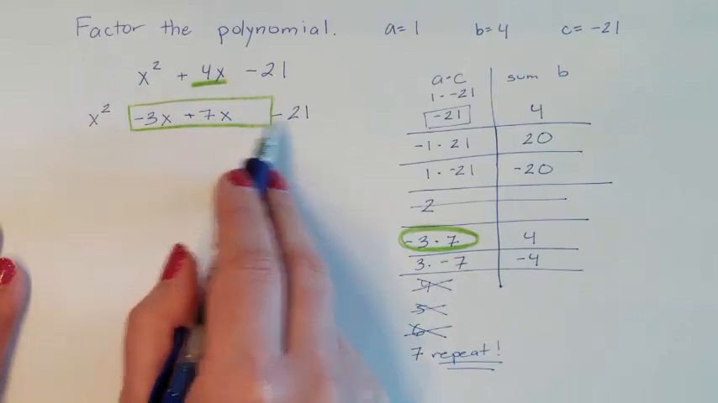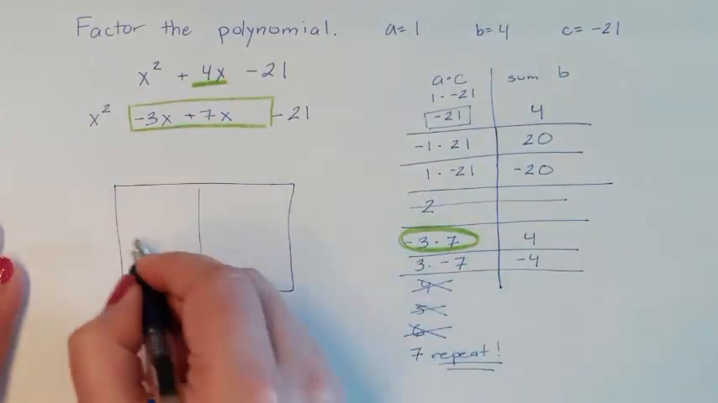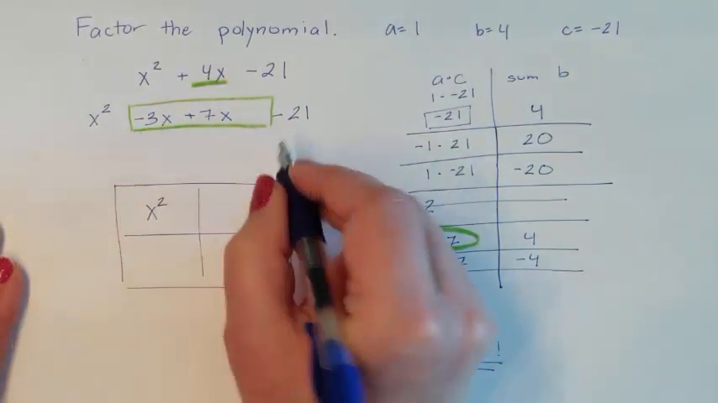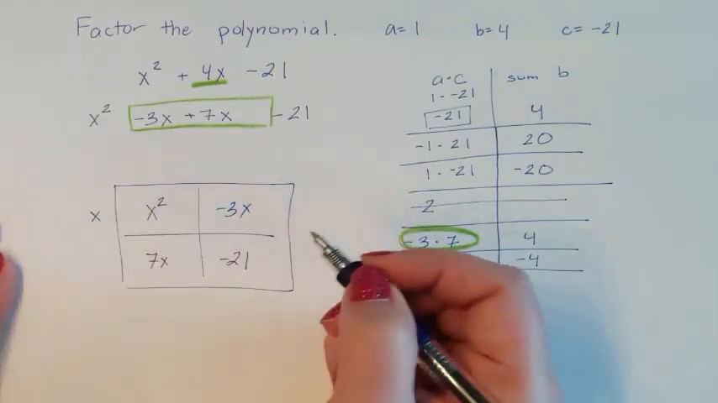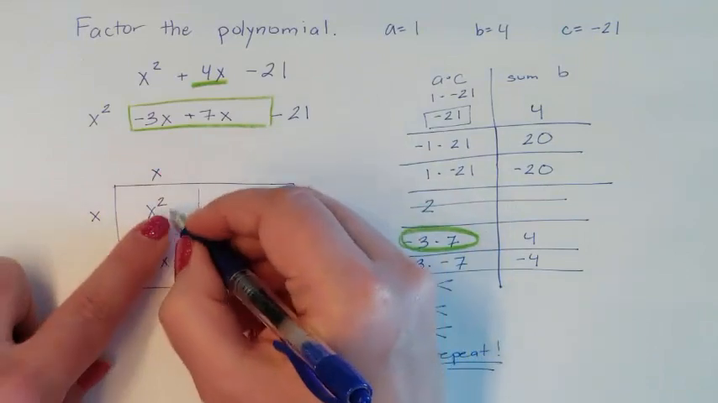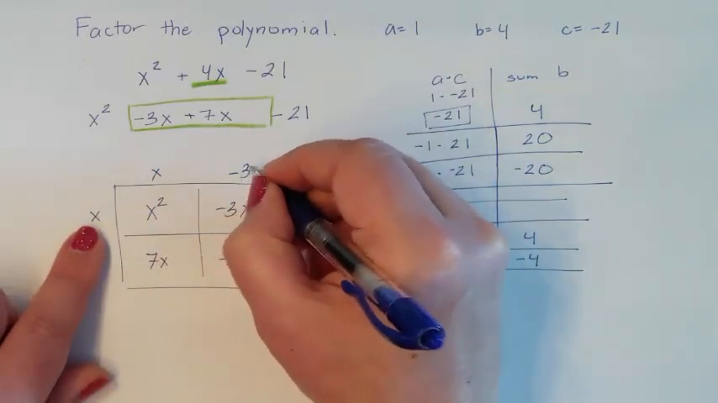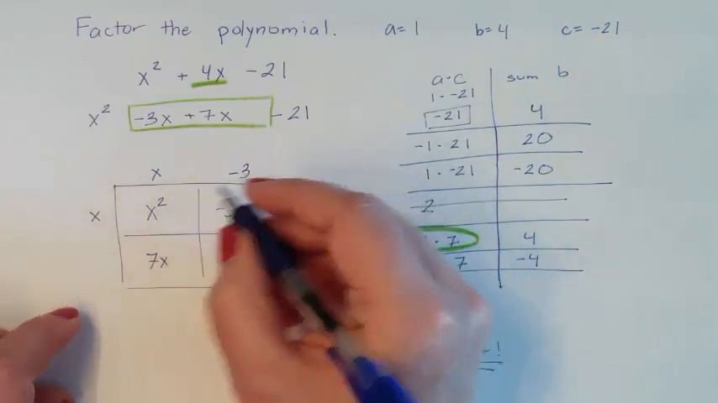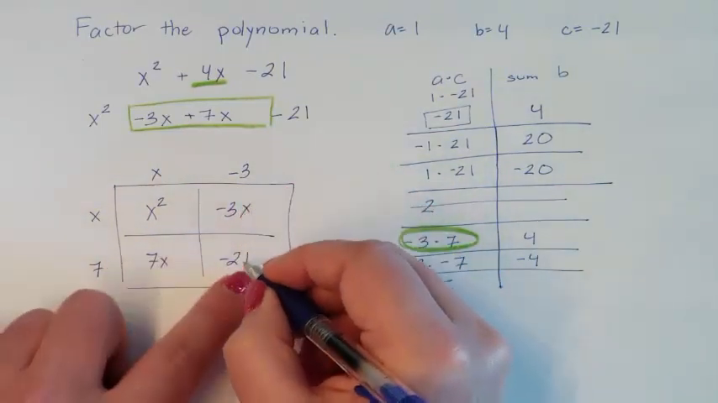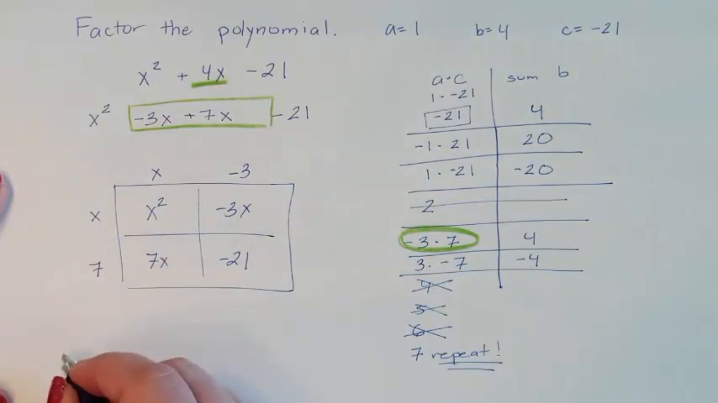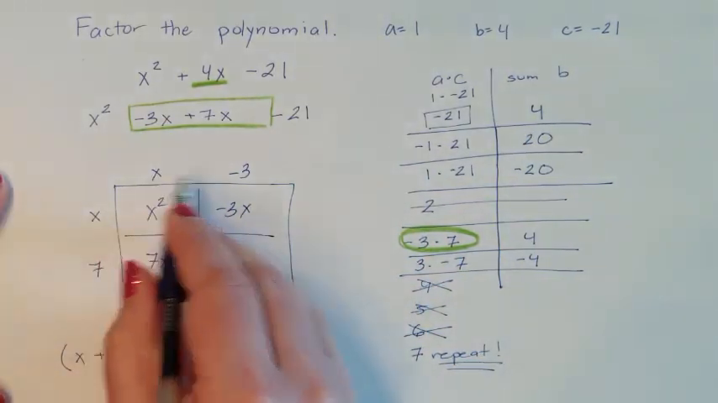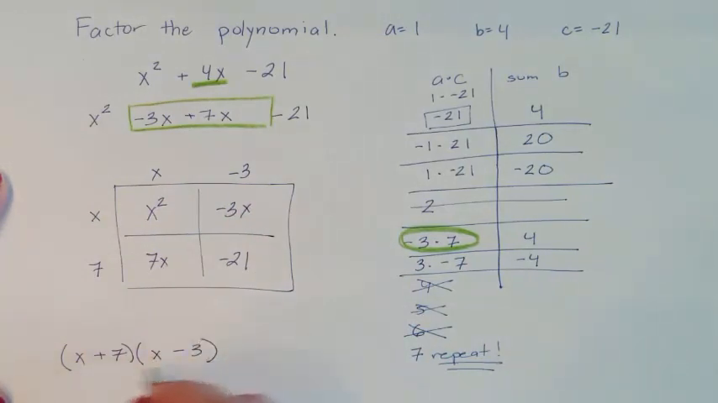Now that I have 4 terms, I can do my area model. Start up front here, and I'm just going to walk on through. The top, my GCF is an x, so x times x is an x squared. X times a negative 3 is a negative 3x. Negative 3 times 7 is a negative 21. 7 times x is a 7x. So now that I found my sides, I found my 2 factors. One side is one factor. The second side is the other factor. And this is my final answer. I just factored my polynomial.